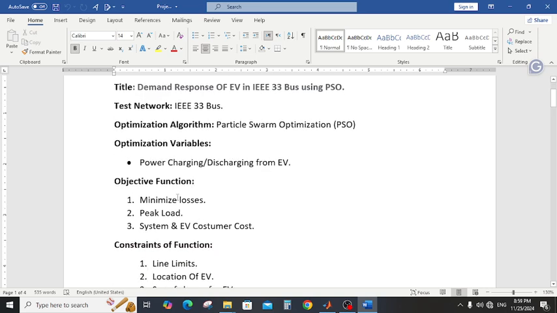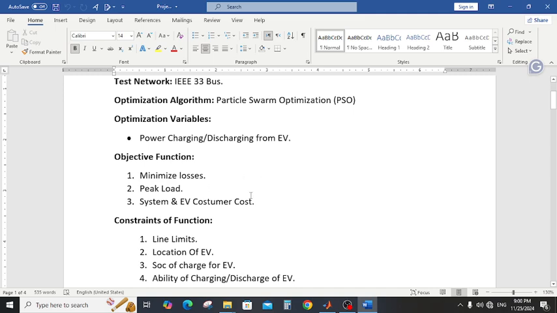The objective function is to minimize the losses in the IEEE 33 bus, minimize the peak load, that is the maximum load during the day, and the last one is the system and EV customer cost. It has two sides: minimize the system cost, and minimize the EV customer cost for charging EV.